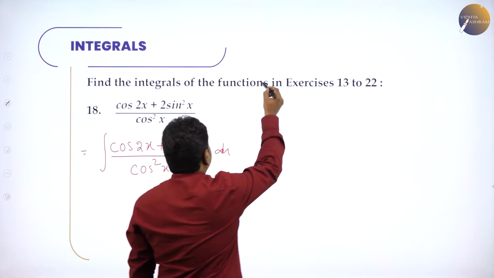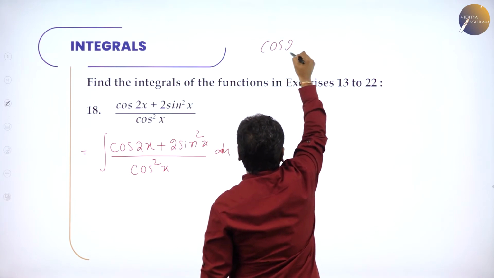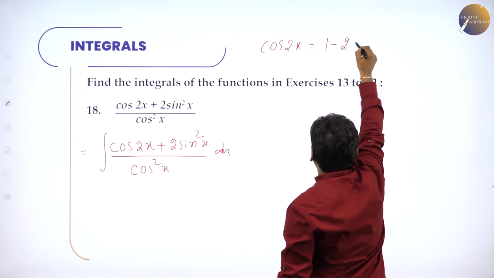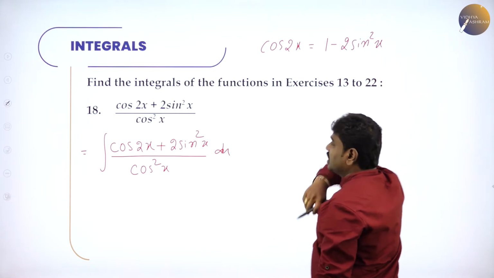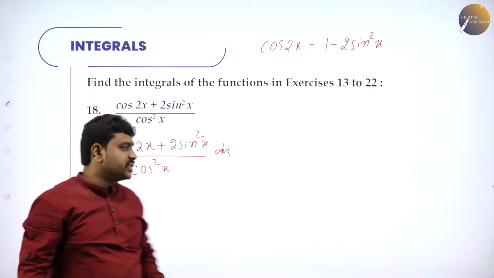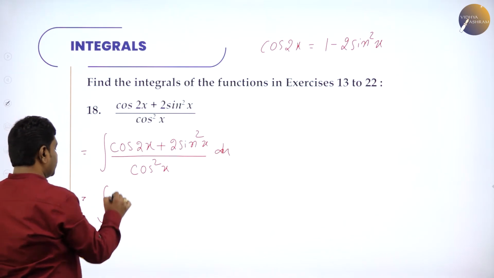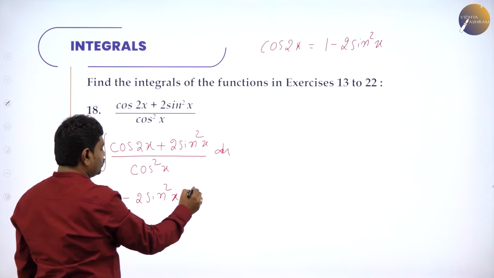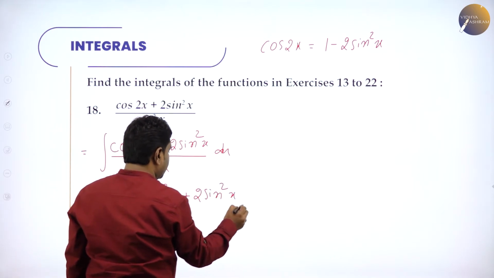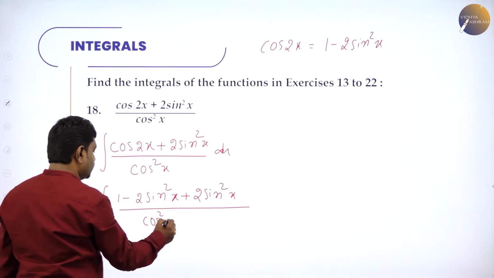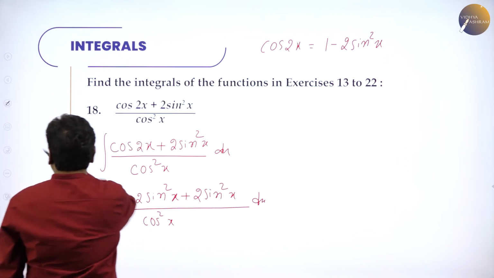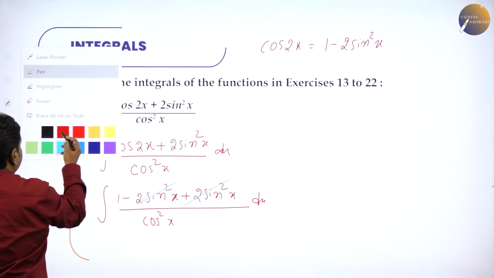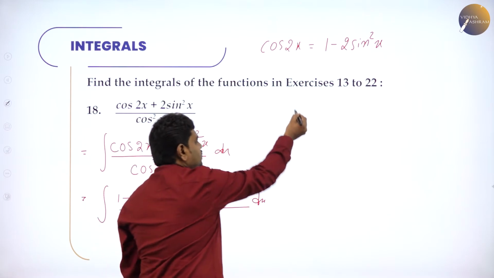All of you know cos 2x can be written in different forms. So cos 2x is 2 cos square x minus 1, or I can write 1 minus 2 sin square x. Instead of cos 2x I can write what? 1 minus 2 sin square x. So in the numerator, instead of cos 2x I write 1 minus 2 sin square x, plus I am left with 2 sin square x divided by cos square x. The numerator you can simplify directly. So now, minus sin square x and plus sin square x cancel, and we are left with 1 by cos square x. It is easy.